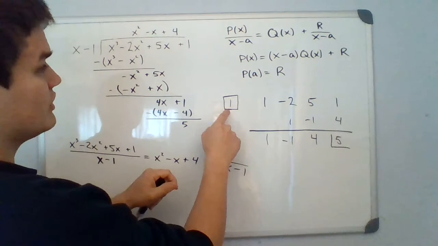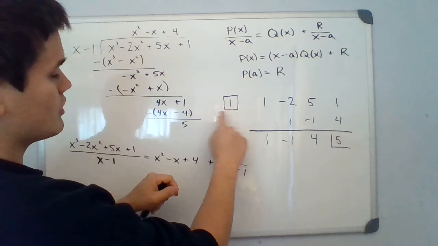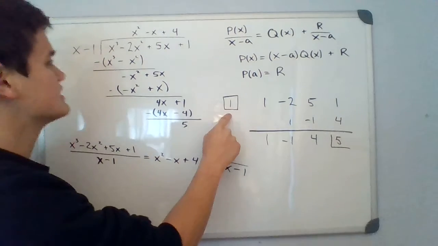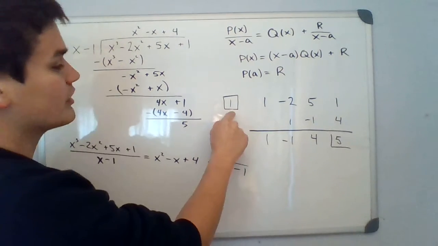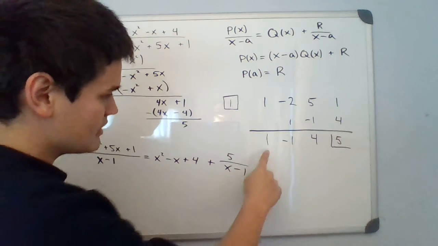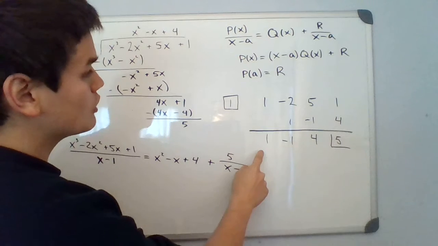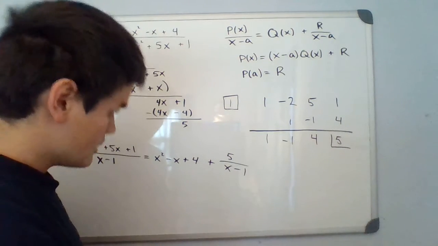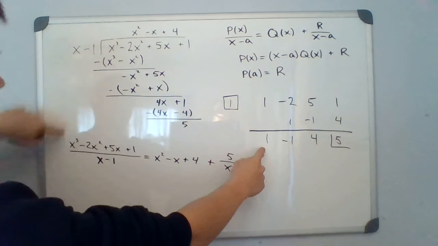And this is the opposite sign of this. This is A. If this is x minus A, then this is going to be A. And then each one of these terms here represents our quotient. And the reason that works is because this is the exact same process of what we were doing here with the algebraic long division.